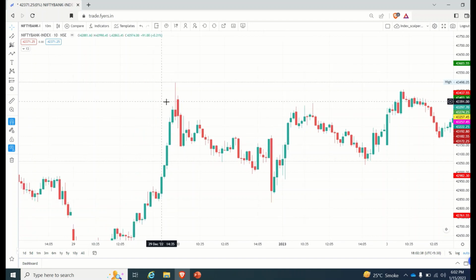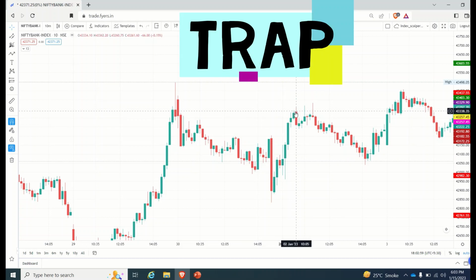It tried again, but another failure. Again, W formation, another failure. So big candle over here. So people may ask, and that is a valid question, that if the market had to get rejected, why did it keep on moving the same way? Just to trap.